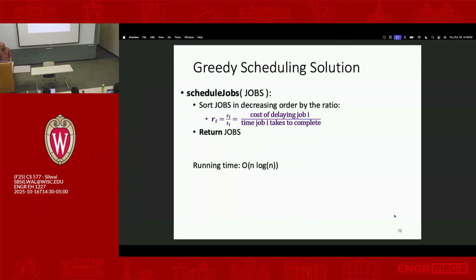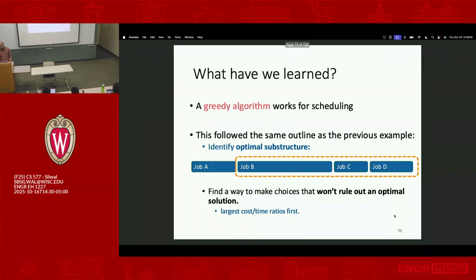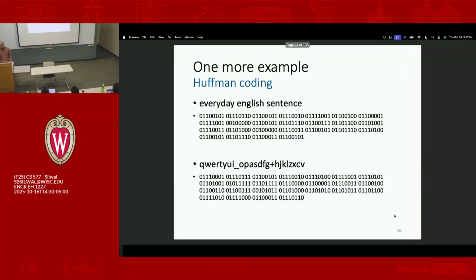Okay, so now let's see one more example. We have 15 minutes. This one is more of an advanced example that we won't see in the exam or homework, but it's pretty cool. It's an example of a greedy algorithm that is used all the time. It's called Huffman coding. It's about how to encode language into bits.